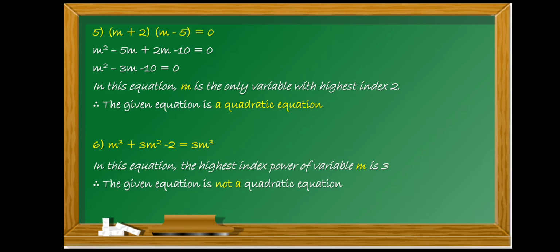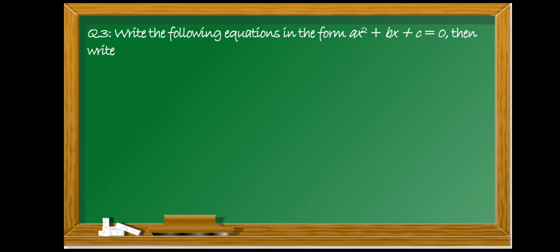That's it. In your question number 2, you just have to justify whether the given equation is quadratic or not. You are going to decide that by seeing the highest index power of the variable. Similarly, your question 3 is given. You have to write the following equation in the form of ax square plus bx plus c equal to 0. After arranging it, you have to write the values of a, b and c.